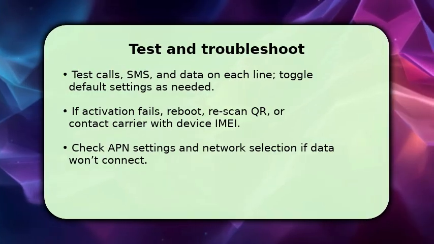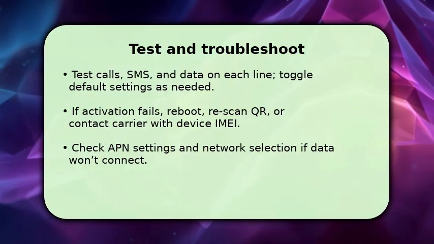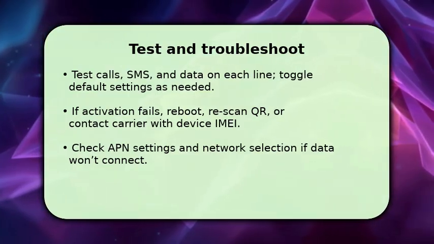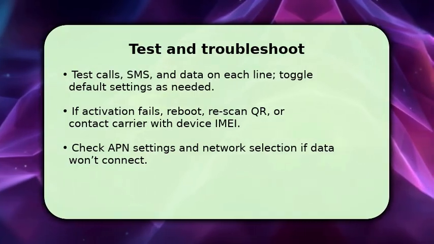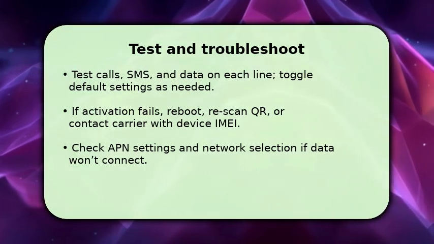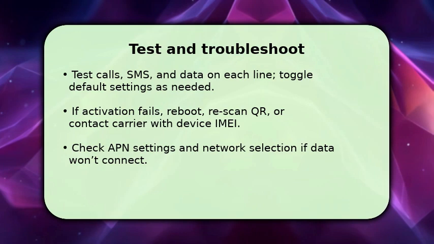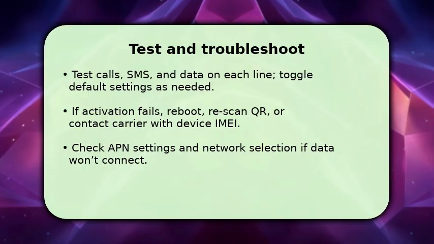If something fails, reboot the phone first, then rescan the eSIM QR or re-enter the activation code. If issues persist, contact the carrier with your device IMEI and account info. Also verify APN and network selection settings, because incorrect APN or manual network locking often blocks mobile data or messaging.